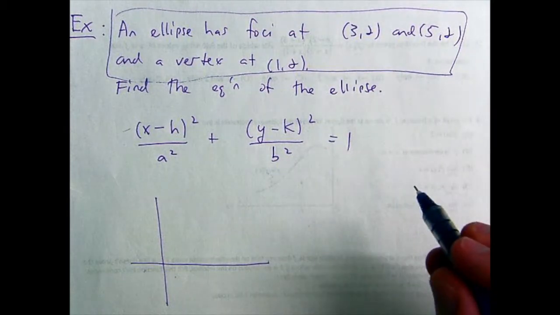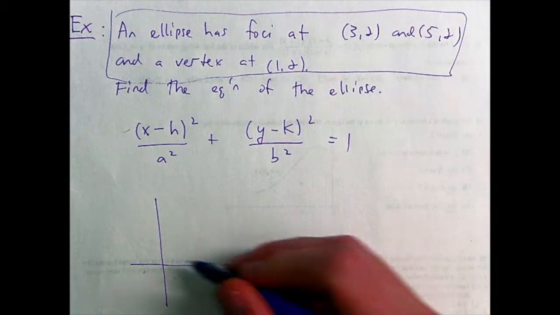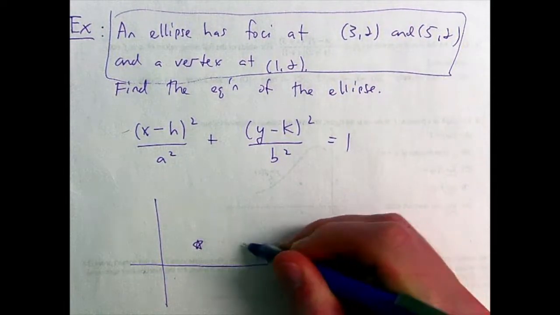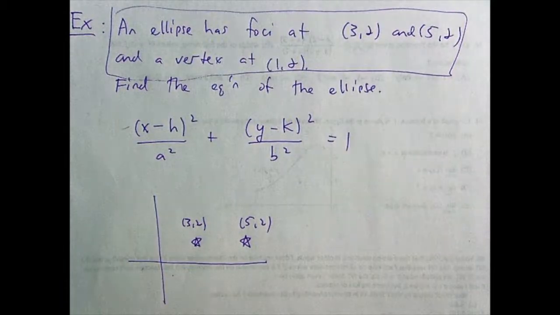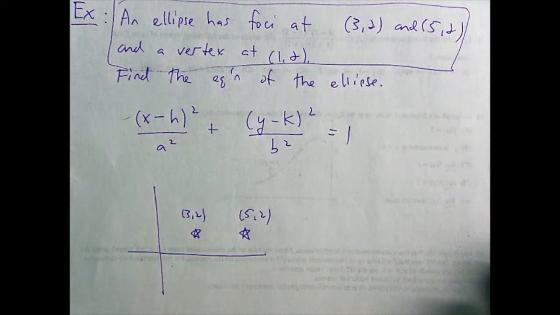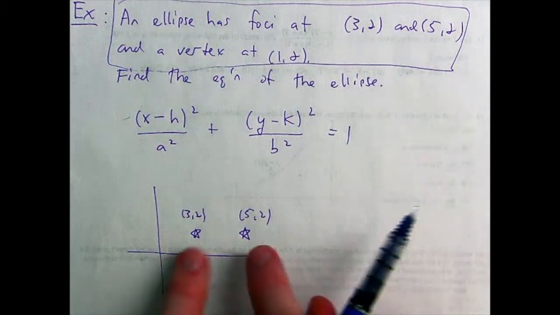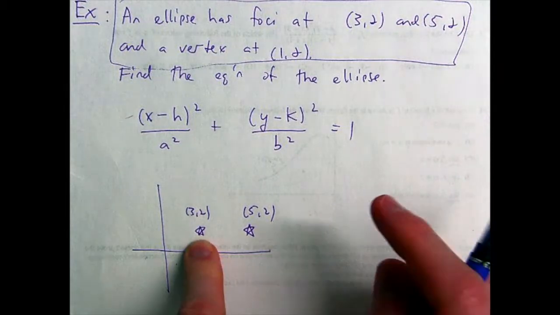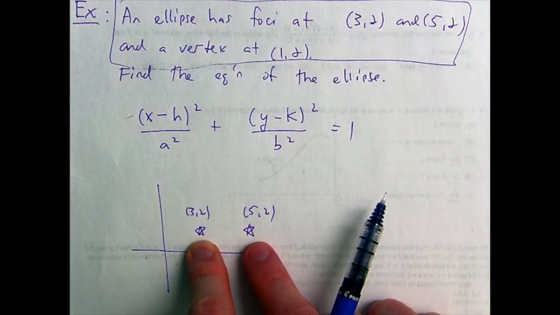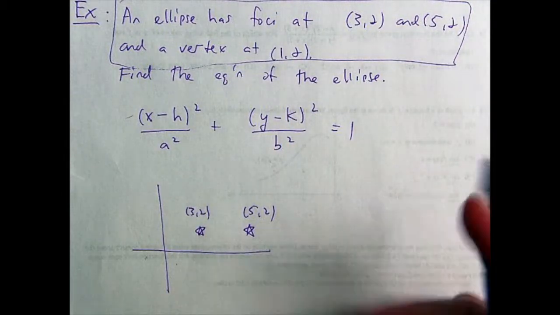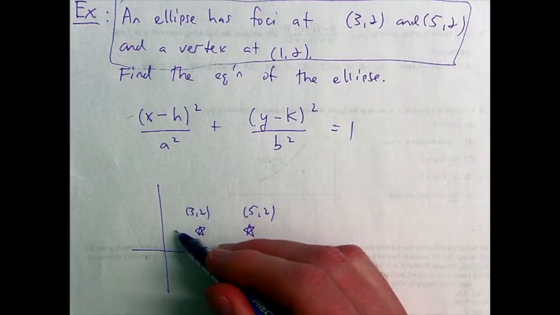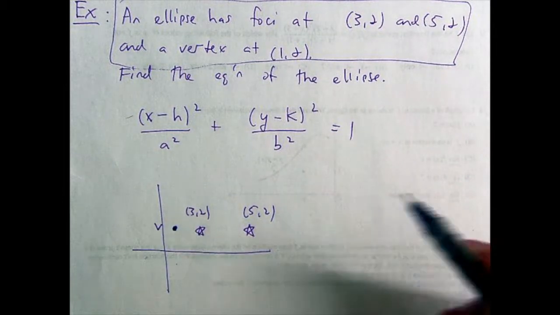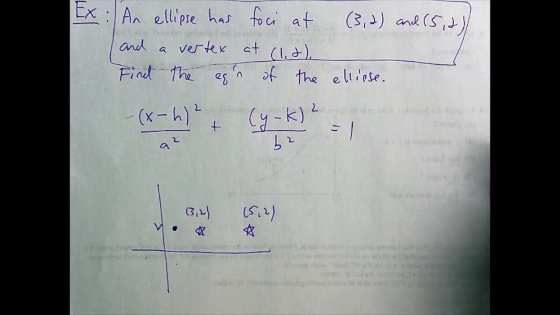Okay, so 3, 2 and 5, 2 are maybe like here and here. Notice that I'm not really drawing any hash marks. I'm not making this to scale. That's not important. It's just the general orientation that you have to get right. And of course, I'm using stars to represent foci. I use dots to represent vertices. And then we have a vertex at 1, 2. So where would that be? That's the same height as these two guys here. It's just going to be a bit more to the left. So I've got a vertex right here. Maybe I'll just label that with a V to signify that it's a vertex.